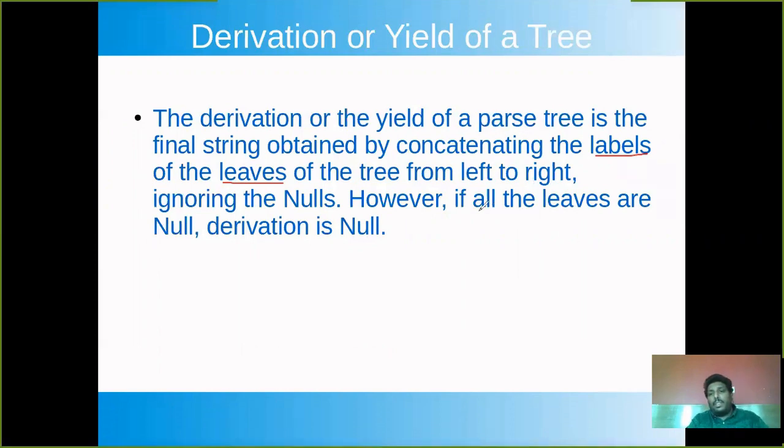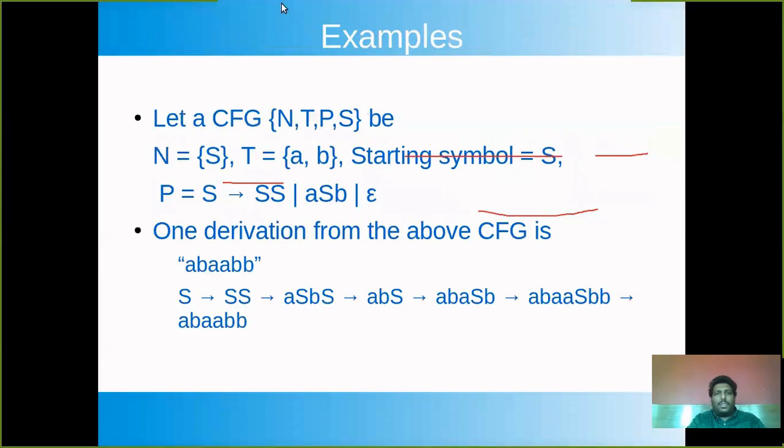However, if all the leaves are null, then the derivation is also null. This is what the tree yields, what we get from the tree. After deriving the entire tree for a particular string, we will get the string itself at the leaf nodes. So two points you need to remember here: one is the labels of the leaves, and the other is ignoring all the nulls. All the leaves are concatenated. That is very important.